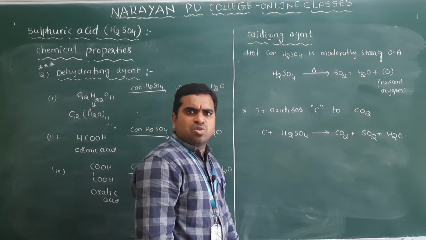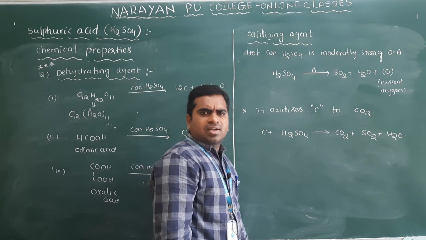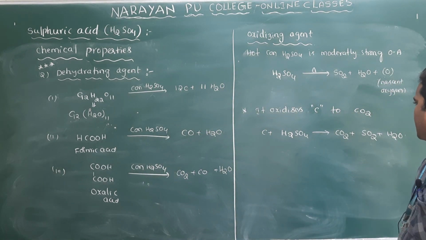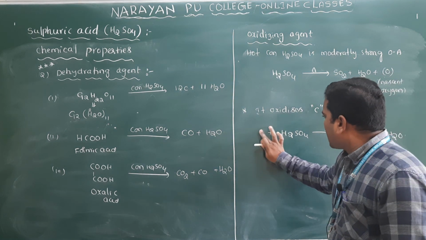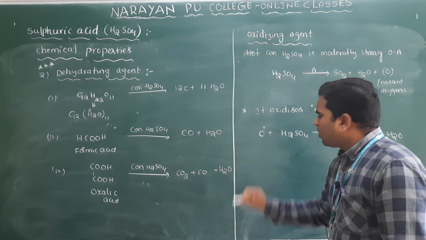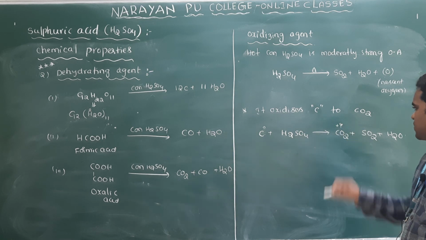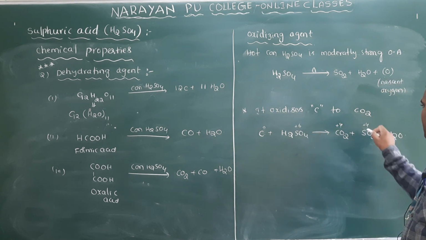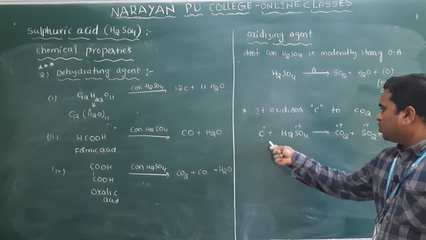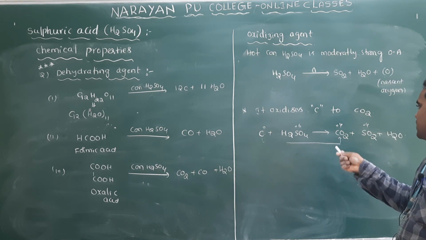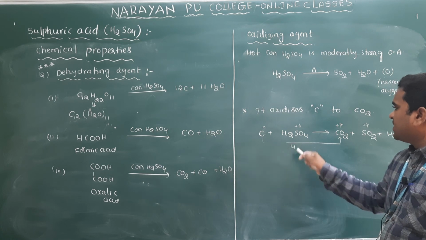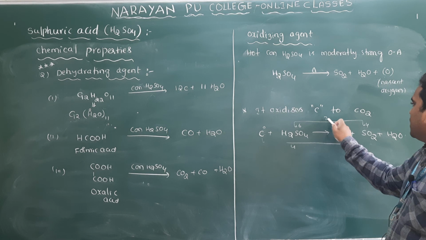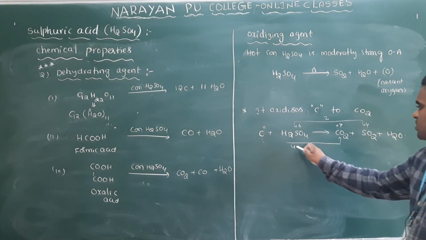Balance it. How to balance you already know: use the ionic method. Then if you balance that, you automatically get clarity. Carbon in elemental form is 0, and in CO2 it is +4. In H2SO4 sulfur is +6 and in SO2 it is +4. From 0 to +4, how many units increased? 4 units. And from +6 to +4, how many units decreased? 2 units.